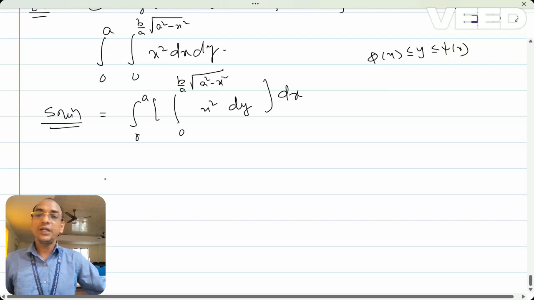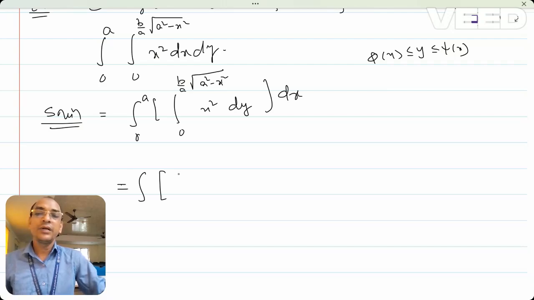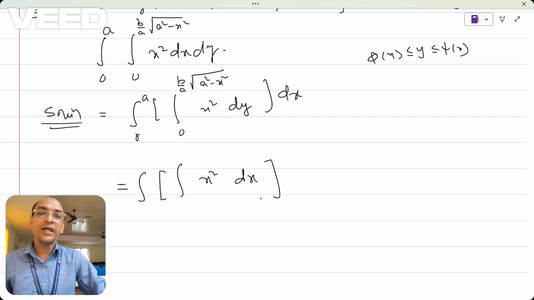But what we need to do is write this in the form integration x square dx. We will make x inside and y outside. But we cannot write it simply like this. We have to plot the graph. From the graph, we have to write the limits of x and y such that the limits of y will be constant and the limits of x will be either constants or functions of y.